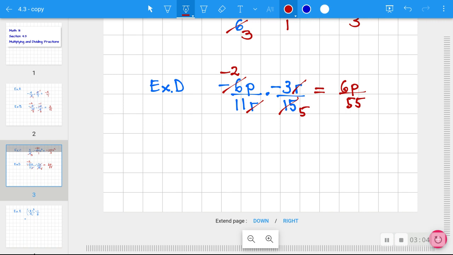Okay, this is probably a good place to make a comment. If you're not careful, you can lose details when you do this cross-canceling. So for instance, this might have been left off the answer.